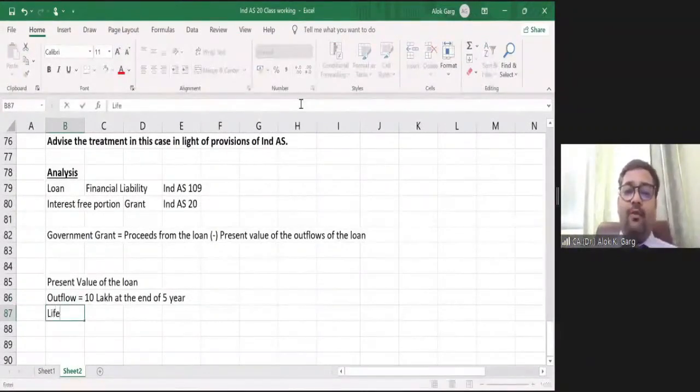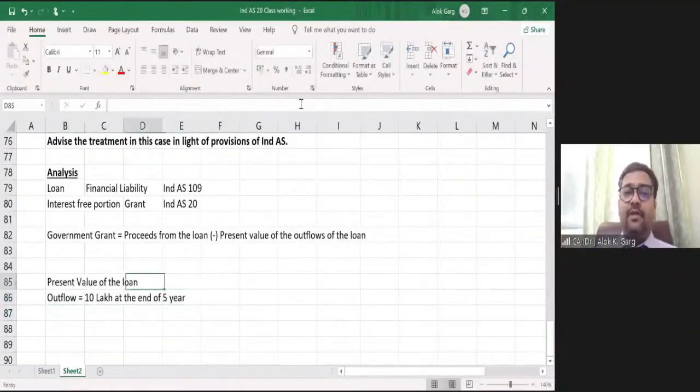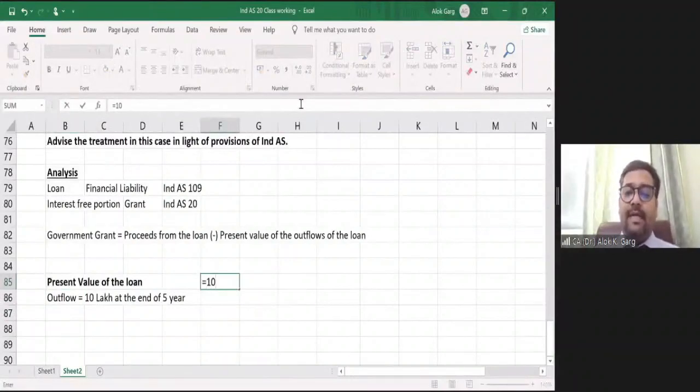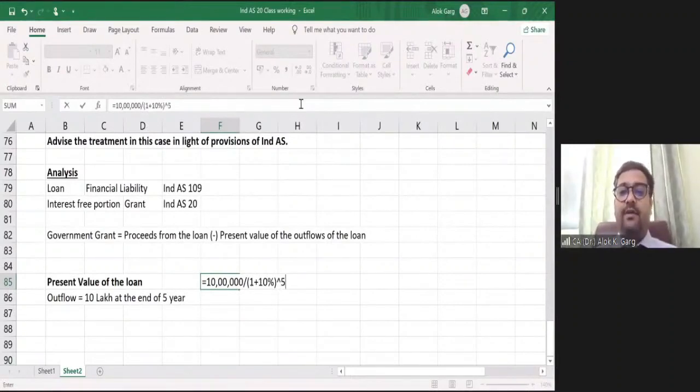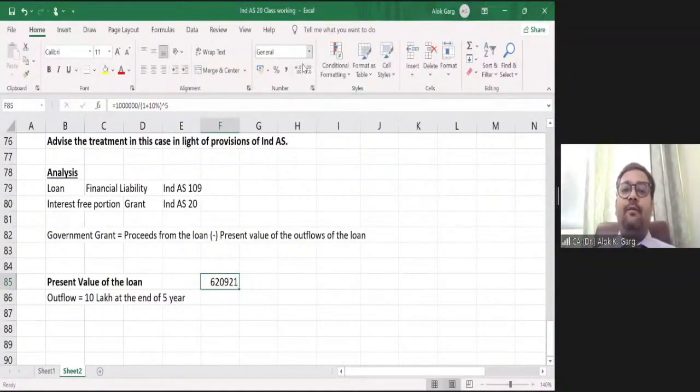And what is the life of the loan? What is the period of the loan? Life is equal to 5 years. So it is written that 10 lakh at the end of 5 years. How will this present value of the loan be calculated? It is 10 lakh divided by (1 plus 10%) to the power 5. What is the rate of interest? The market rate of interest is 10%, so we need to calculate the fair value of the loan. So 1 plus 10% to the power 5. It is coming out at 62921.